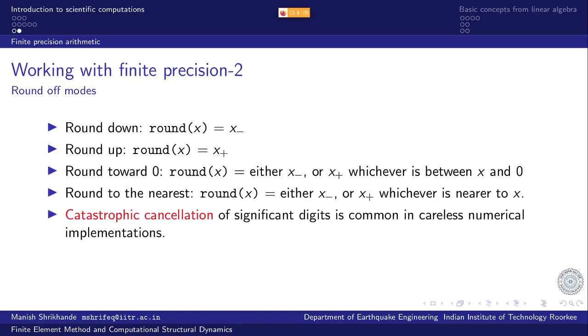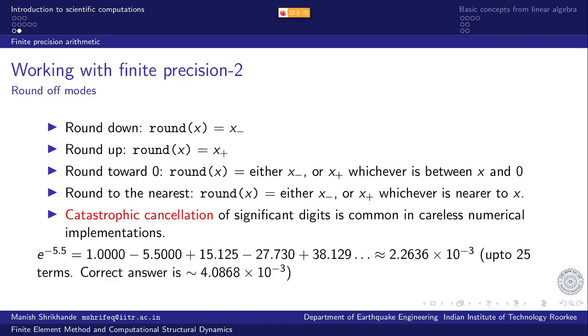And now we come to a very interesting and very hideous source of error in numerical computation, that is called catastrophic cancellation of significant digits. And this is very common, and a careless numerical implementation can render results almost unusable, as we will see in this example.